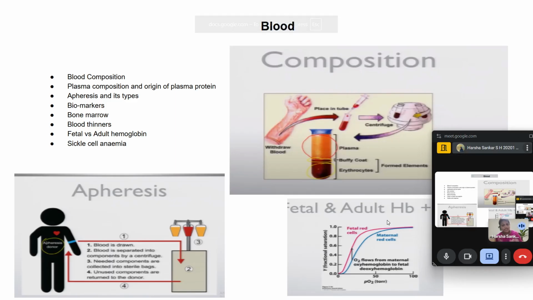Yeah, so regarding the oxygen carrying capacity, if you check the chart, there is a difference between fetal red blood cells and maternal red blood cells.